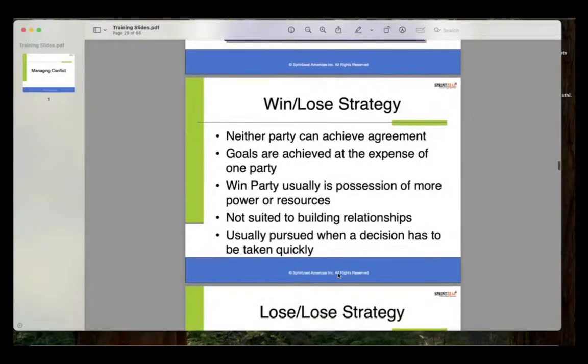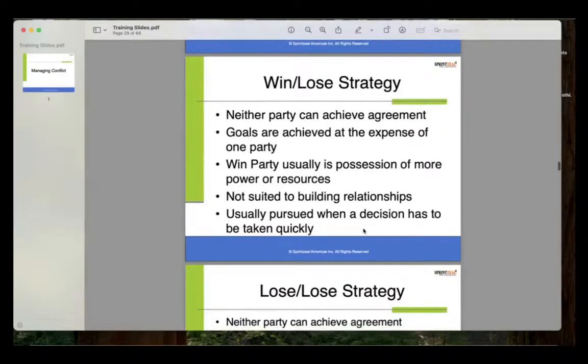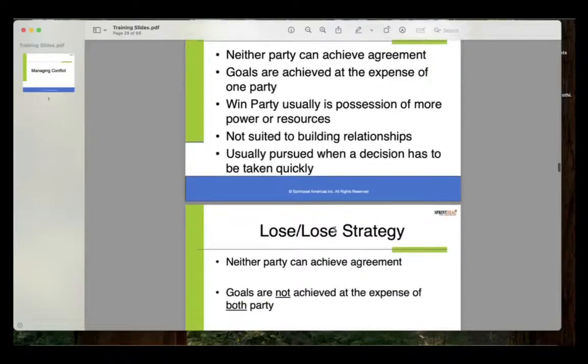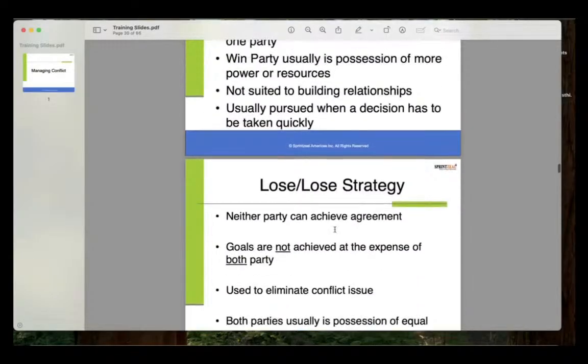So there are different situations when we use these different types of strategies. Then moving on from the win-lose strategy, next is the lose-lose strategy. In this, what can we see?